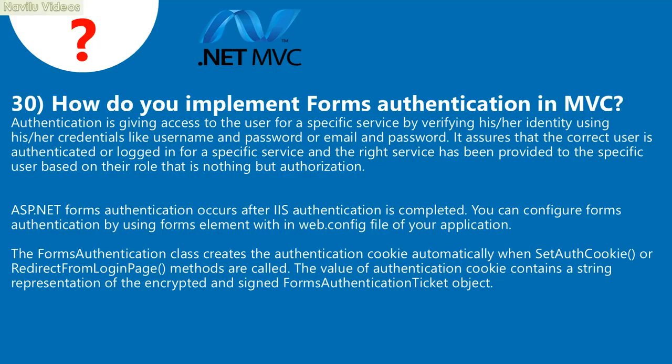ASP.NET Forms authentication occurs after IIS authentication is completed. You can configure forms authentication by using the forms element within the web.config file of your application. The forms authentication class creates the authentication cookie automatically when SetAuthCookie or RedirectFromLoginPage methods are called. The value of the authentication cookie contains a string representation of the encrypted and signed forms authentication ticket object.